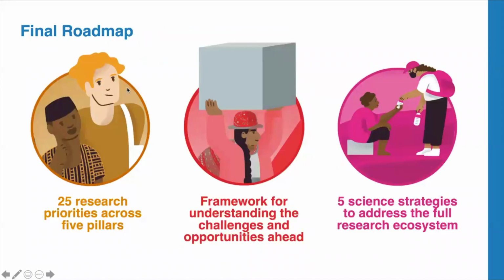The final roadmap document, which has been published and is available, articulates in the end 25 research priorities across the 5 pillars. Essentially, there are 5 priorities for each of those 5 pillars I previously mentioned. We provide a framework for trying to understand both the challenges as well as the opportunities that lie ahead when it comes to COVID-19 recovery. And we highlight 5 science strategies that we think will be necessary to ensure that there are strong scientific systems within each society in order to be able to leverage the power of science for a better recovery.